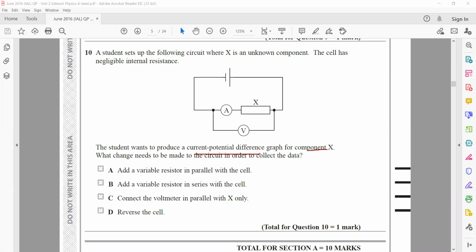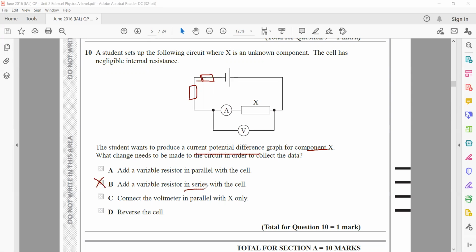So what he should do, because to plot a graph we need different values. So to get different values of voltage, we should change the circuit resistance. How can we change the circuit resistance? By adding resistance in series. Because when we add resistance in series, the potential here will change. So the current across the component and the circuit will also change. So B is the right answer.